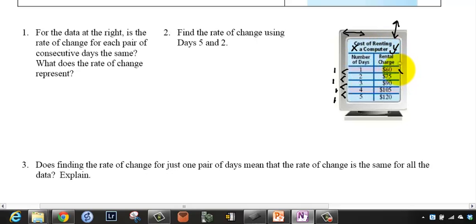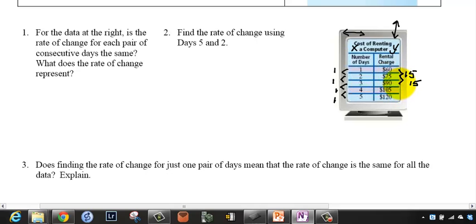So if we have 1 day, it's $60. If we go to 2 days, it's $75. So the change between those 2 days is 15. And we can look at the next set of values. So between 75 and 90 for day 2 and 3, and again, that's also a change of 15. So far, so good. We're pretty consistent.